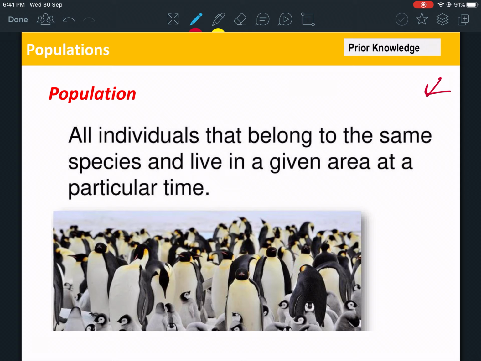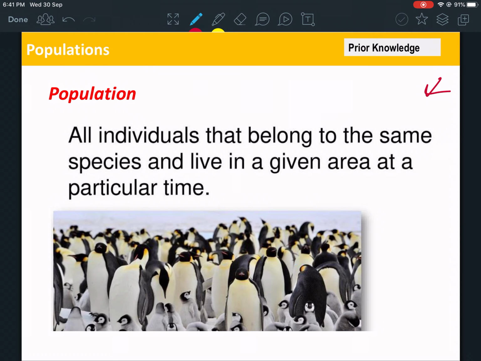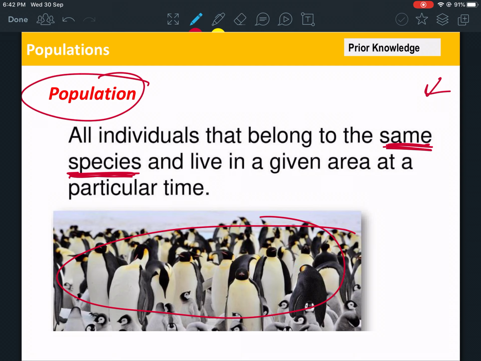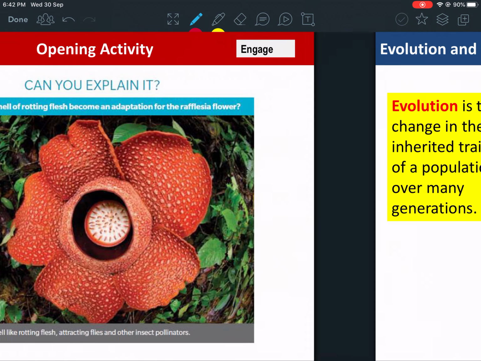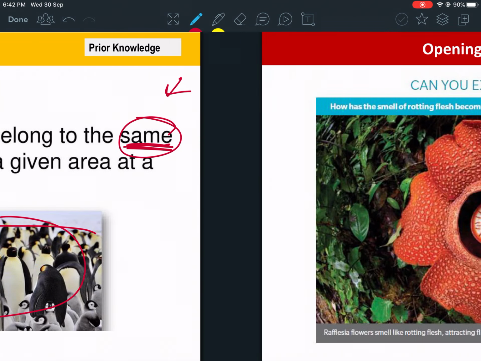Another thing that you need to know in this lesson is about population. A population is all the individuals that live in an area, but they have to be the same species. For example, all the penguins, this is a population. A population of bees, a population of bears, but it can't be bees and bears together. That doesn't make a population. They all have to be the same species, like a population of human beings. I'll continue the rest in the second video, so this video is not very long, but now you know the prior knowledge before we start the lesson.